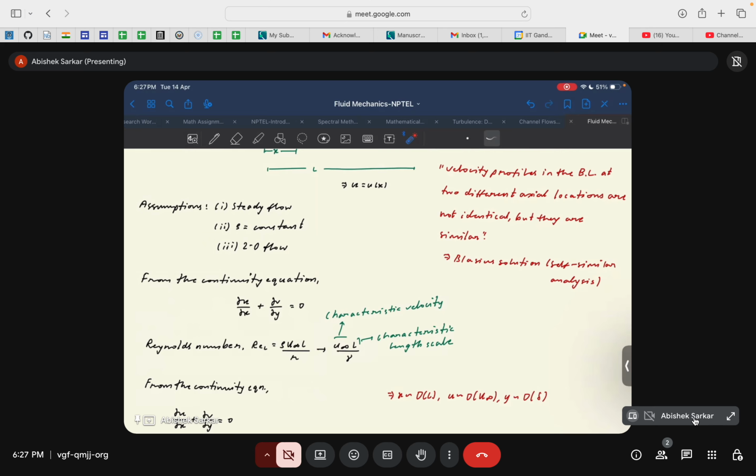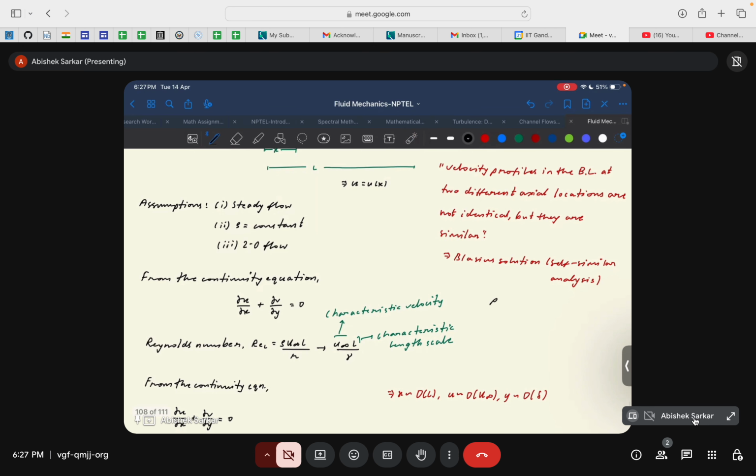You can also define the Reynolds number as something like Re_x, where your Reynolds number will be u infinity x by mu, and this Reynolds number is also sometimes known as the local Reynolds number.